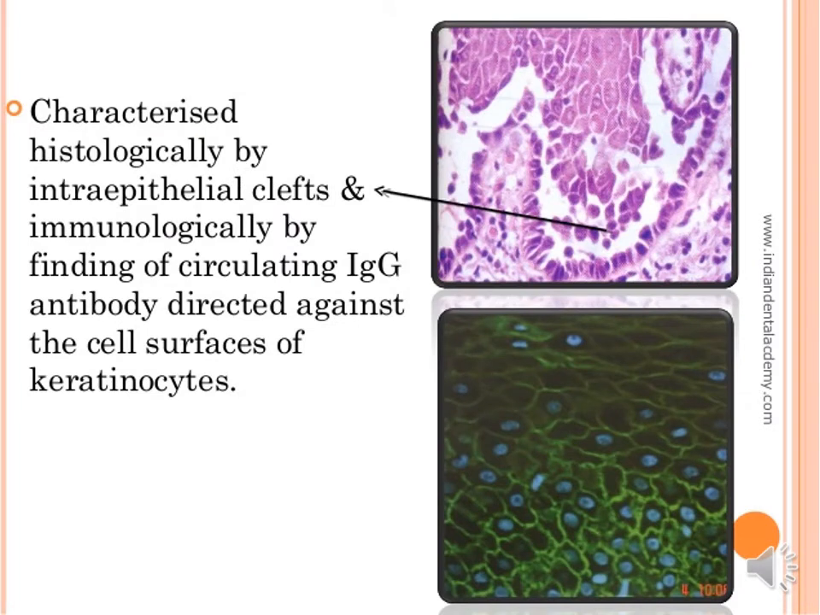It is characterized histologically by interepithelial split and immunologically by finding circulating IgG antibody directed against the cell surface of keratinocytes. نلاحظ بالهيستوباثولوجي histological feature هي وجود a cleft space between epidermis or dermis and the underlying structure. هذه نتيجة IgG antibody reaction راح تسوي destruction للهيميديسموزوم or desmosomes that connect the epidermis or dermis to underlying structure.